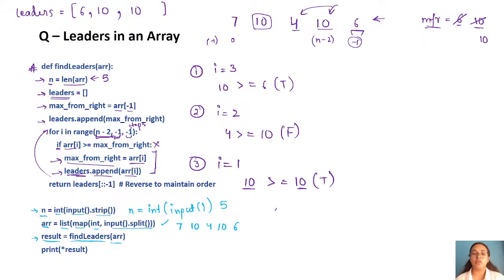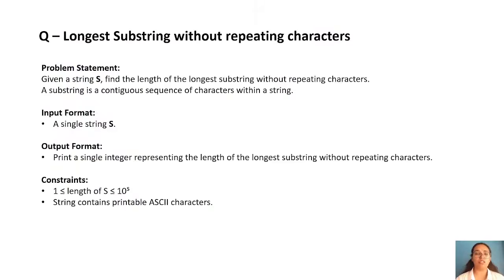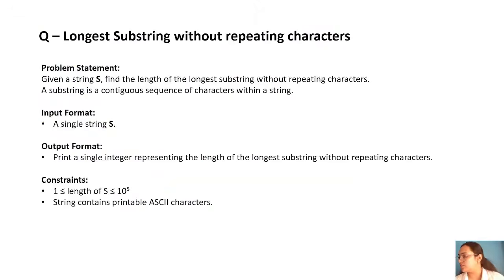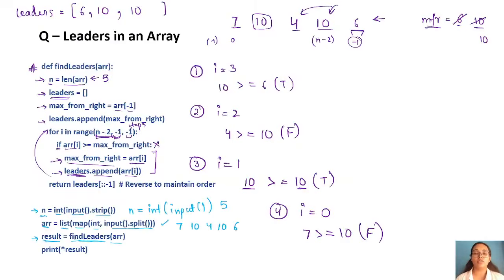Now once that is done, we'll move to the fourth loop, that is I is equals to 0. The element at 0 is 7. Is my 7 greater than or equal to 10? No, the condition is false, right? Because the condition is false, none of the conditions are going to work. So we'll move to the next loop, but in the next loop, nothing is going to work. So the loop will stop there. Now because the loop has stopped, nothing is left.